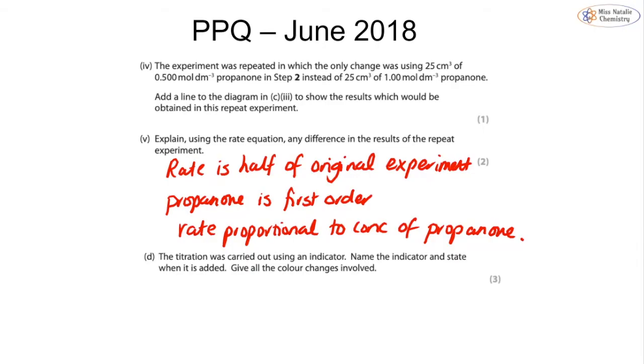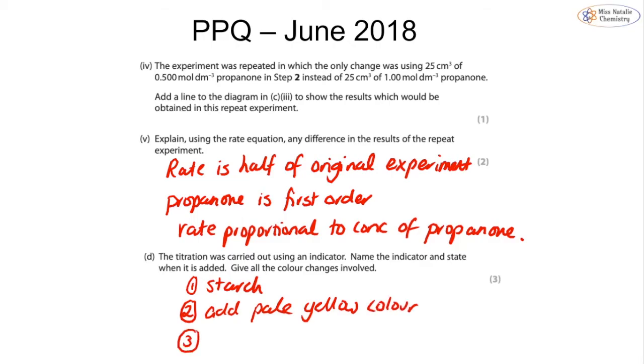The titration was carried out using an indicator. Name the indicator, state when it is added, and give all of the colour changes that are involved. So 3 parts to this. So the first part is the indicator is starch. The second part is when do we add it? Well, we add it when we get a pale yellow colour of our substance. And then what should we see? Well, we should see the end point going from blue-black to colourless. That's when we would stop the titration and we would take our volume.